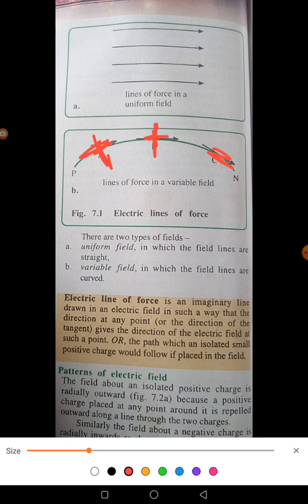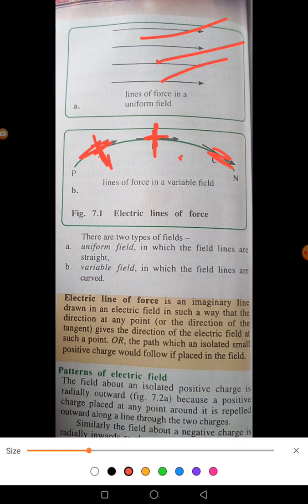Then we have variable feed, in which the feed lines are curved, as in this example. So this one is straight, these ones are straight, while this one is what? Curved. So take note of them. Now, electric lines of force.